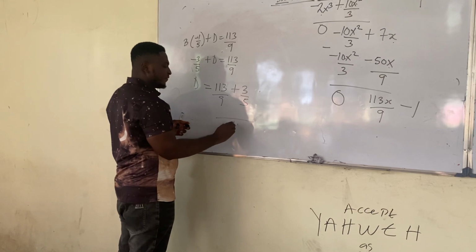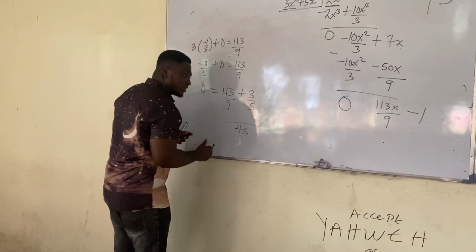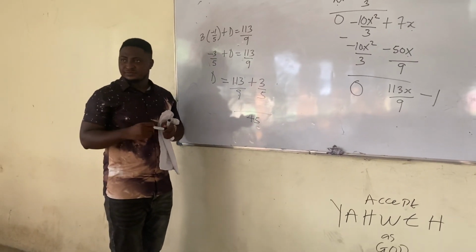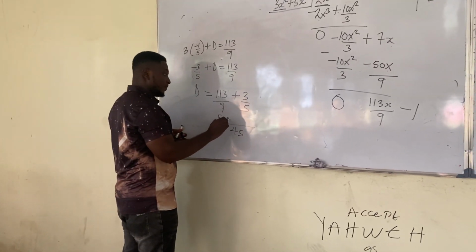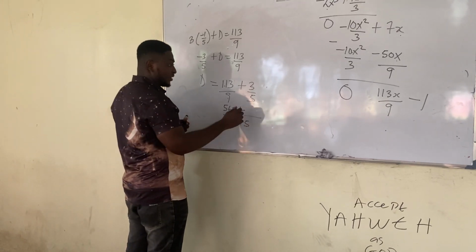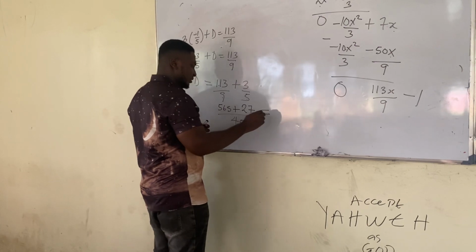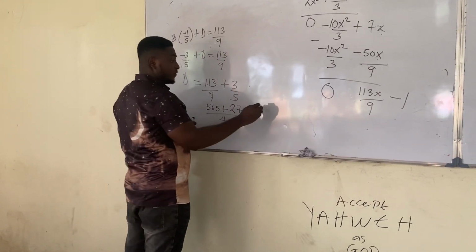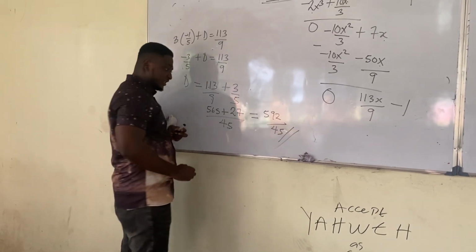9 times 5, 45. 45 divided by 9 is 5. 5 times 113, class. Someone should help me. What is 5 times 113? Calculator quickly. 565, plus 45 divided by 5 is 9. 9 times 3. 565 plus 27, class. You see? 592 all over 45. Class, this is the value of D.